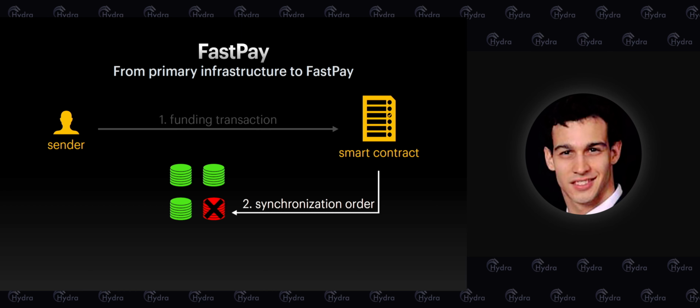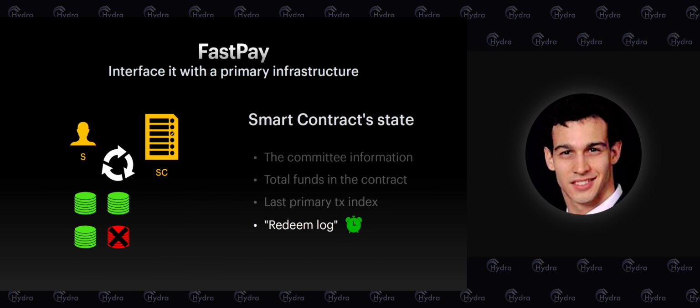Step 2, we call it a synchronization order, because every committee member, so every node of the side infrastructure, has a blockchain client, it realizes that some funds have been transmitted into the smart contract and then creates the equivalent number of coins in the side infrastructure database. And yeah, they would verify the smart contract state and do the updates. That's step 3.